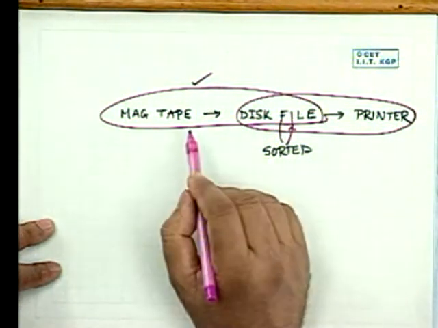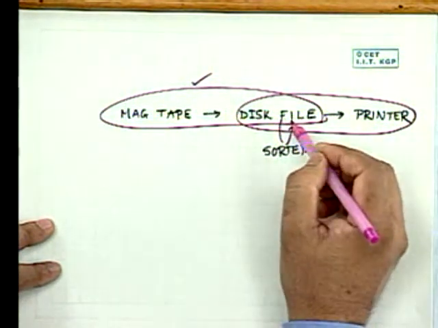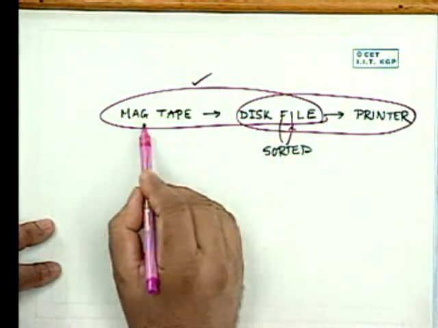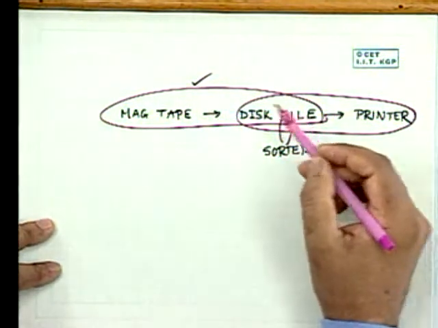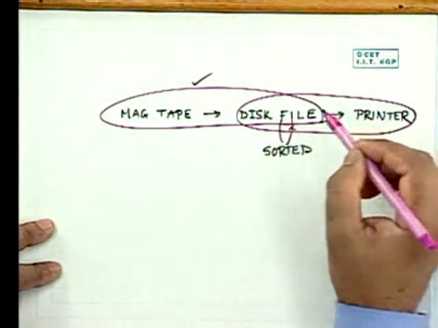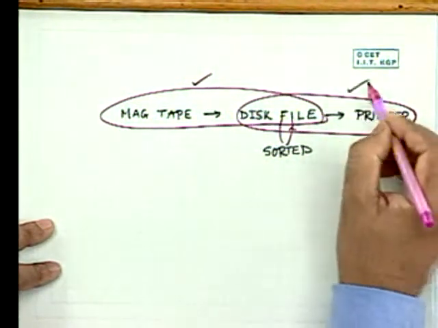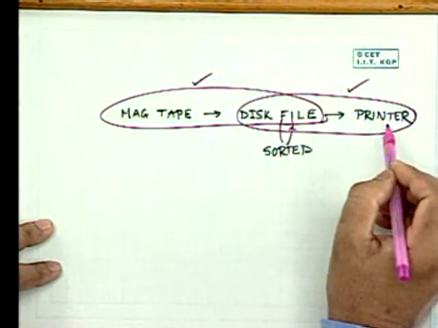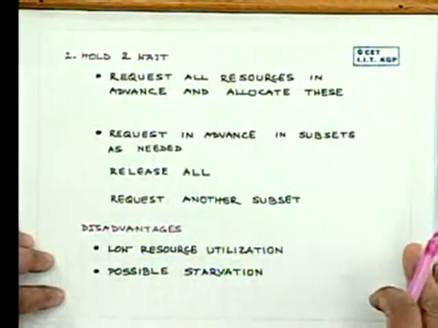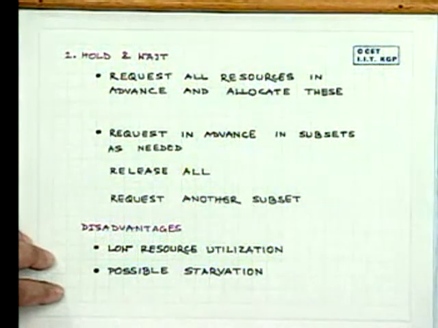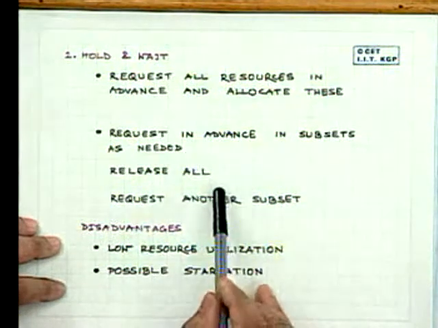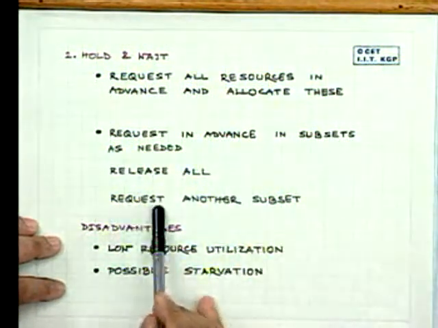After copying and sorting are over, the process releases both the Mac tape and the disk file. Then it needs the disk file and the printer once more, so it requests the disk file as well as the printer. They will be allocated, and after the operation is over, it will release both the disk file and the printer. That is why we have said that the process has to request in advance in subsets as needed, but release all of them before requesting another subset.